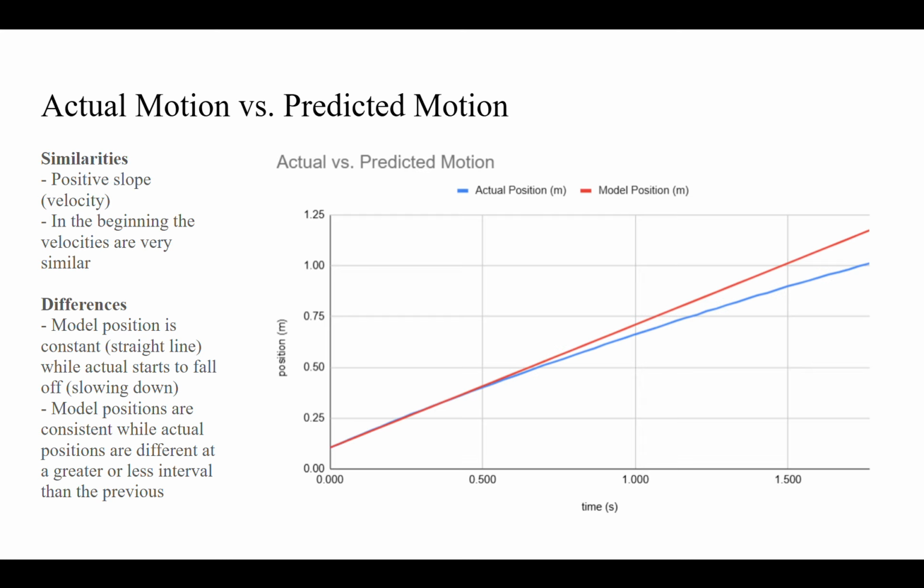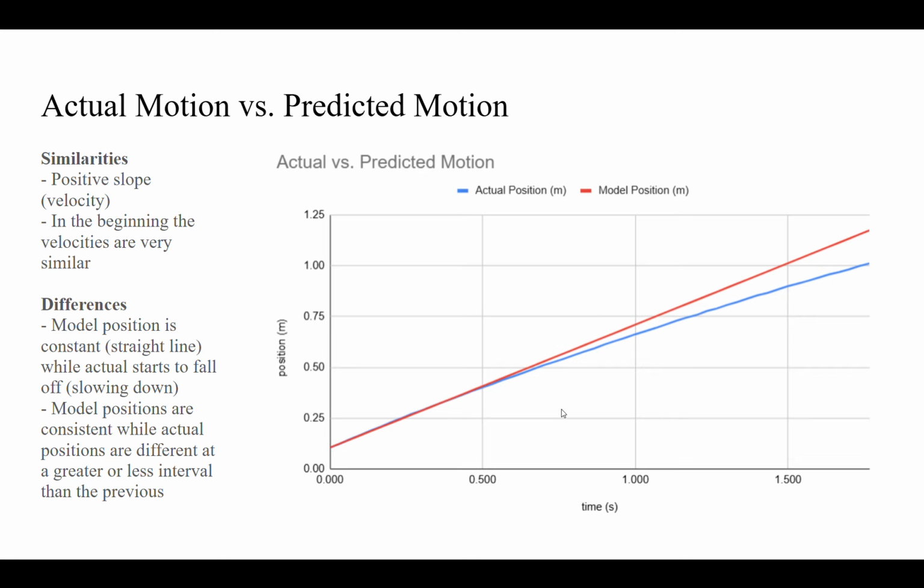For the graph that we made by putting the data into Google Sheets, you could see the similarities: both of them have a positive slope, which means that they both have a positive velocity. In the beginning, you could see that the slopes are really similar. The difference is that the model position, which is the red line, is constant while the actual line starts to fall off at the end, which suggests that there are some external forces, whether that be friction or something else, that's slowing it down so it can't reach that position as the model one.